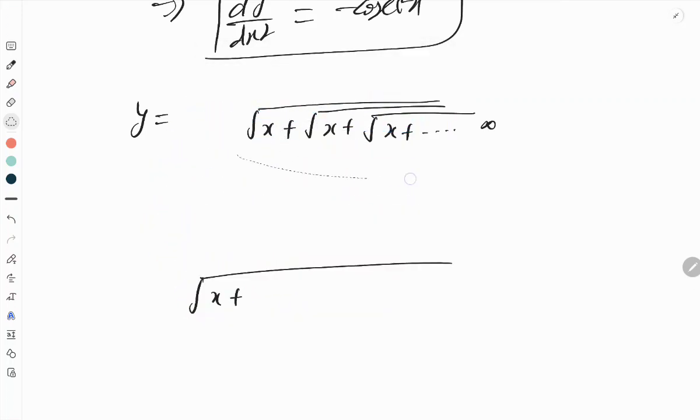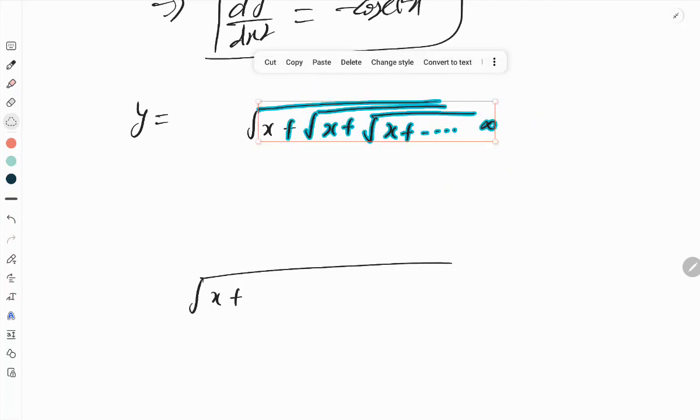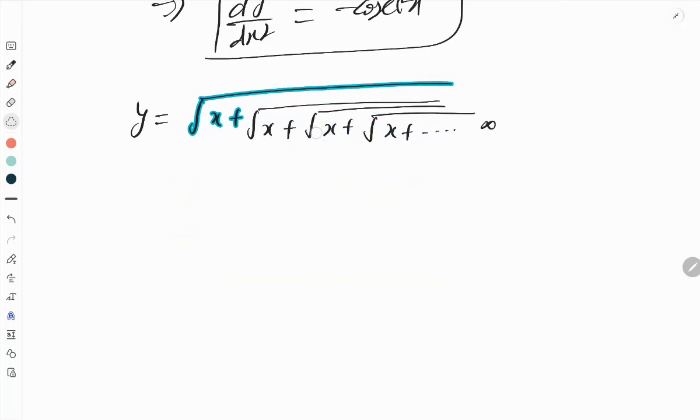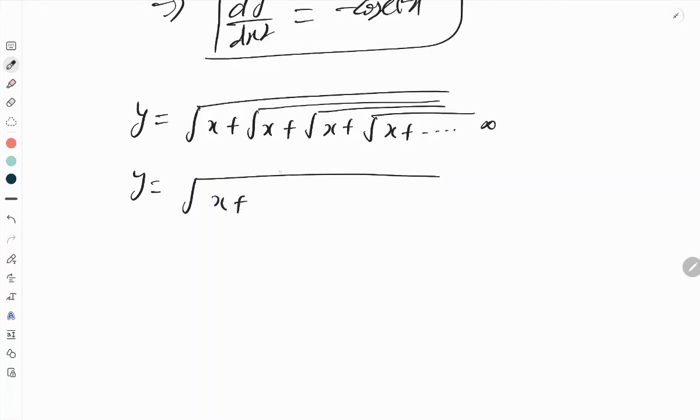I can assume this whole term to be what? This whole term I can assume y, correct or not? Tell me, this whole term I can assume y. How? Let's see. From here y is equal to, I can write, square root of x plus square root of x plus square root of x up to infinite times. Also written as square root of x plus square root of x plus square root of x, infinite times. From here I am starting: this one will be y, so y = √(x + y).